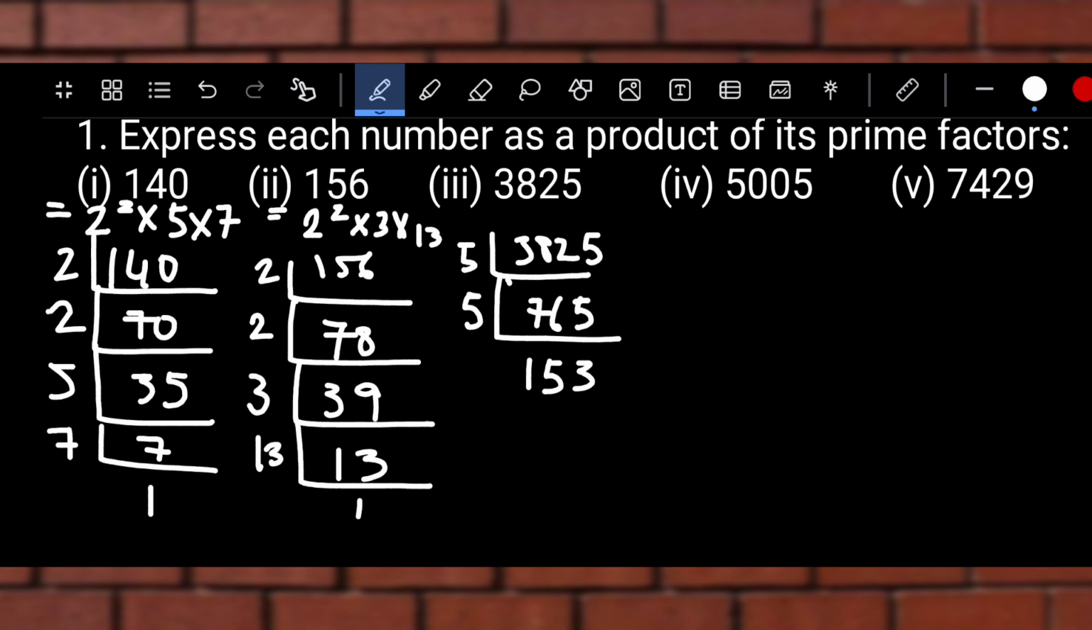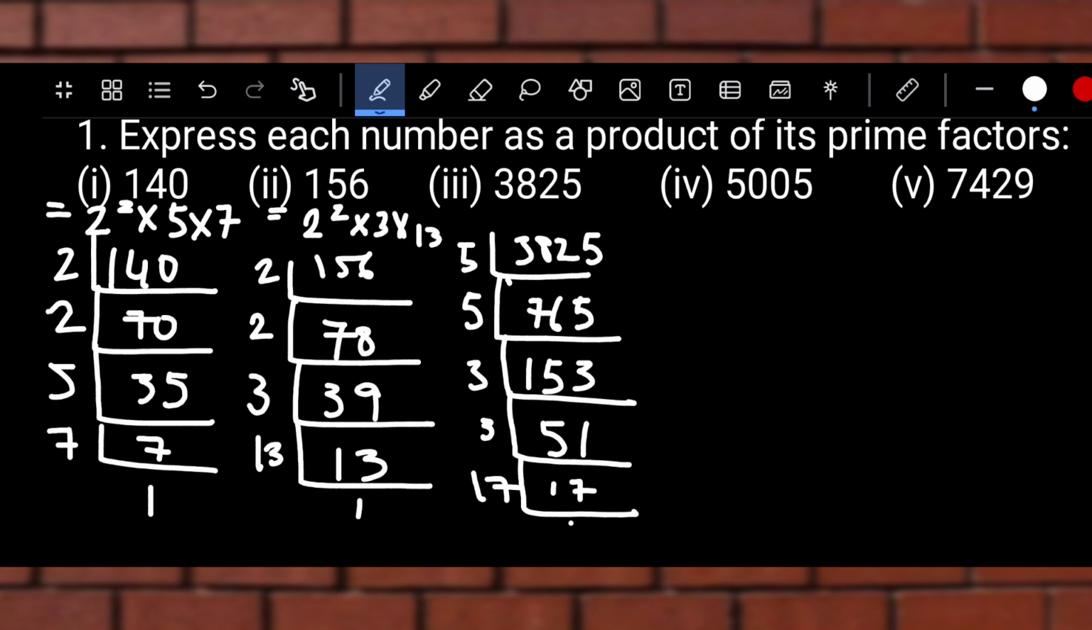Now 153, when we add the digits of 153, it is 6 plus 3, 9. 9 is divisible by 3. So when we divide this number by 3, we get 51. 51 is again divisible by 3. So when we divide it by 3, we get 17. 17 is a prime number. So we are just writing it. Okay.